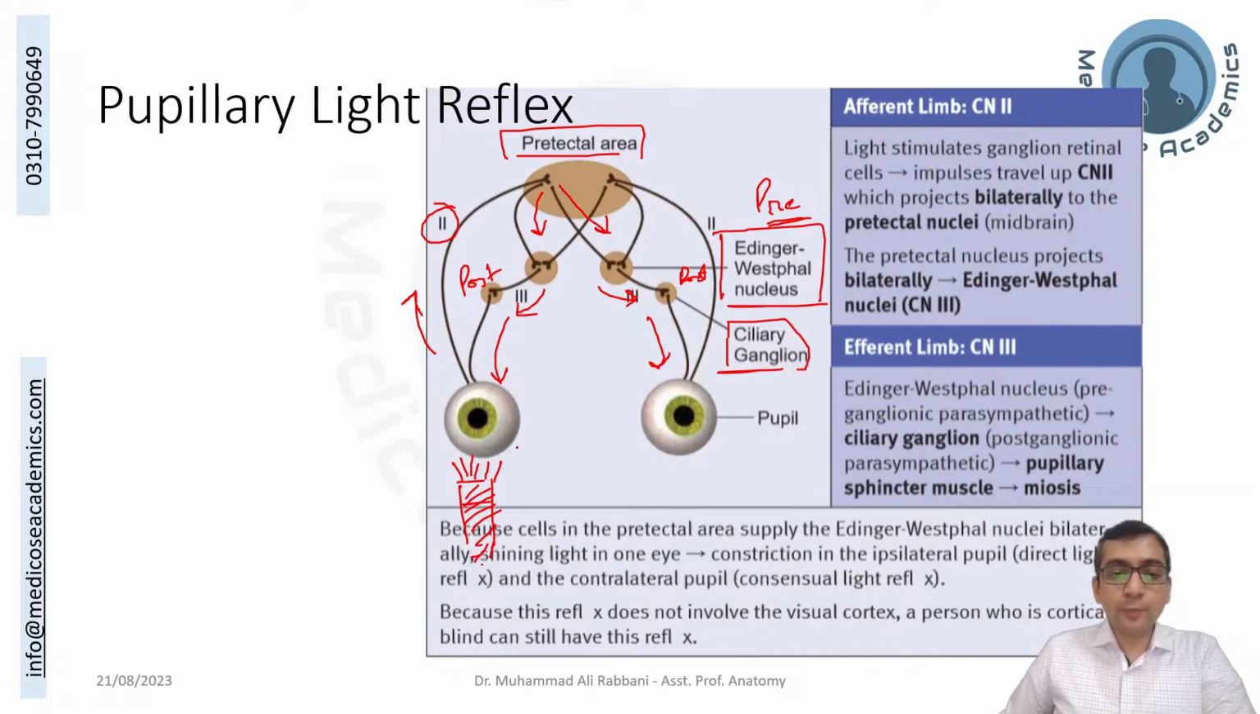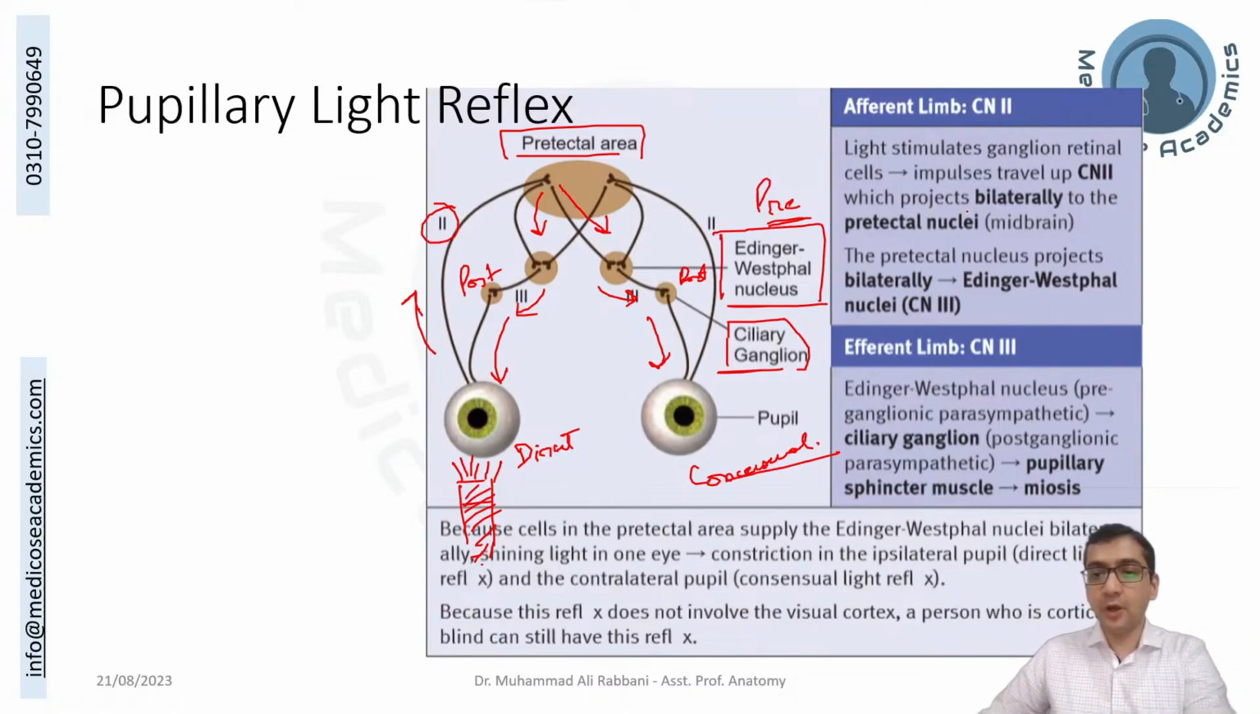The constriction of the pupil of the eye in which the light was shown is called direct light reflex, and the constriction of the pupil which was not exposed to light, that also constricts, is called consensual light reflex. So that is about the light reflex. This is from the picture from Kaplan's neuroanatomy. All of these notes can be seen here. All of the same things are mentioned here.